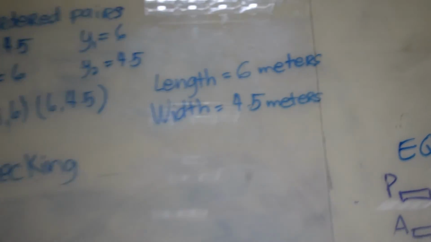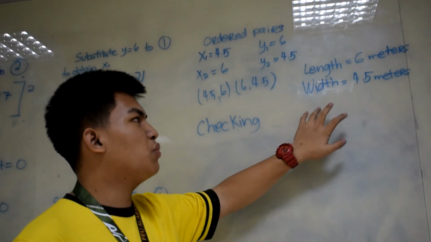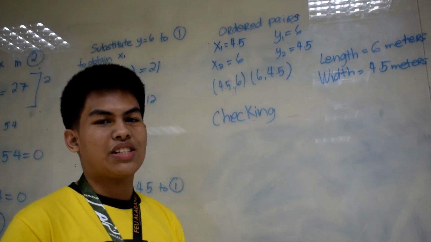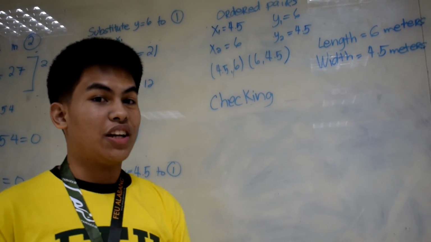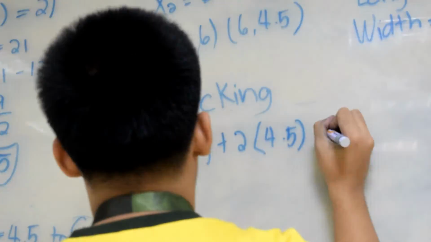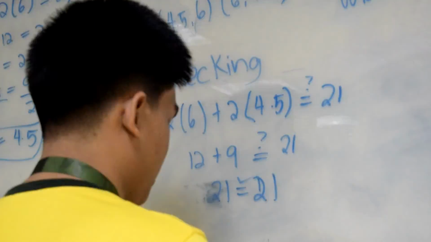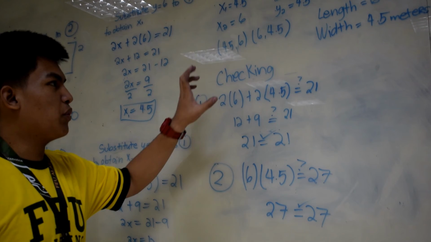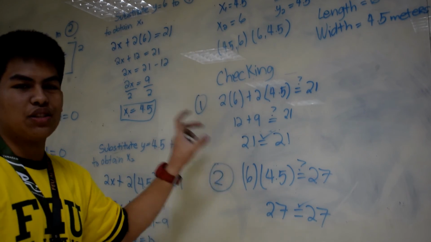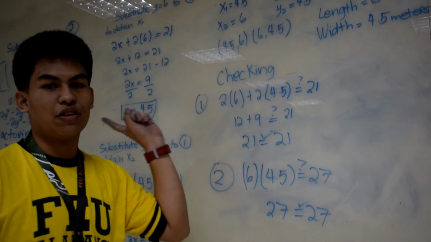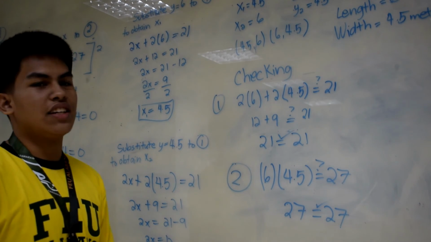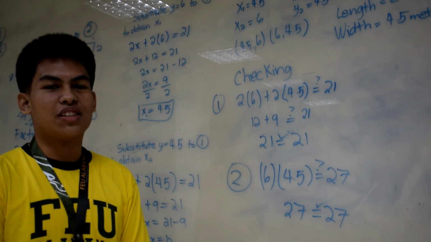To check, let us now substitute the length and the width into the first equation to see if it's really true. Now after checking, we can see that the length and the width satisfy both equations. With this, we can see that the length and the width of the classroom are true and correct. And that ends our video presentation on systems of nonlinear equations.